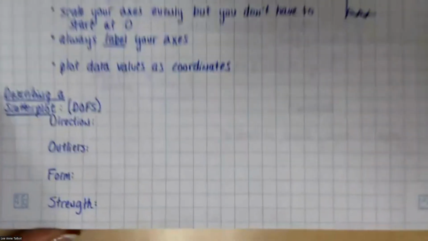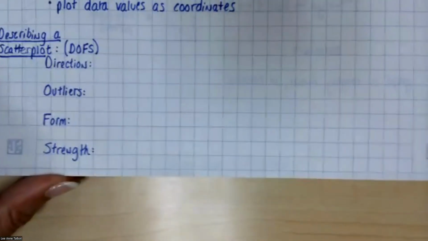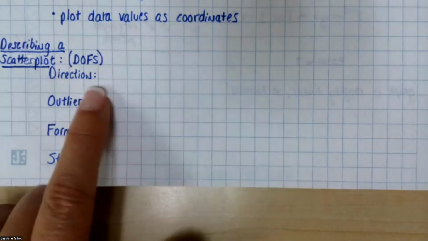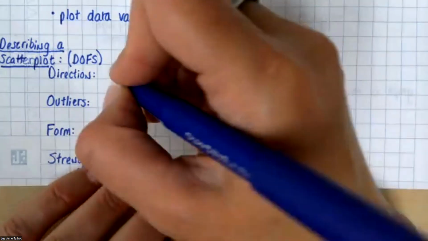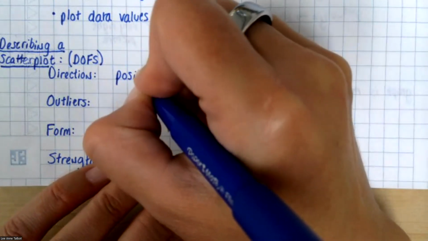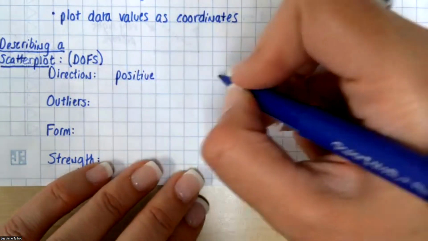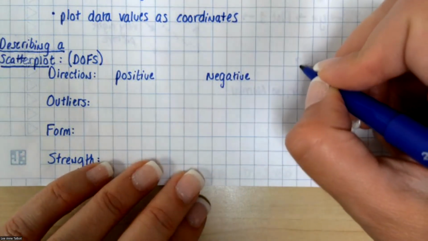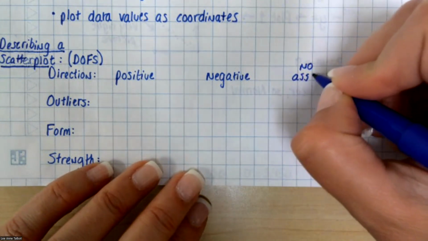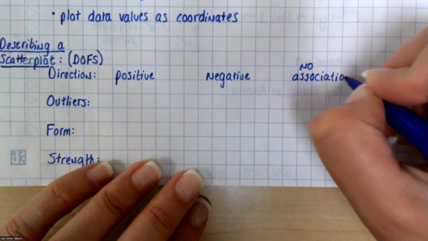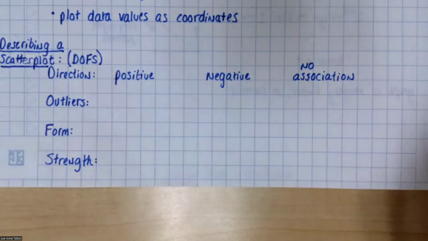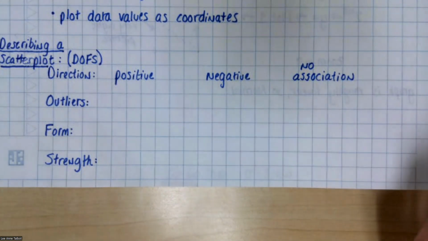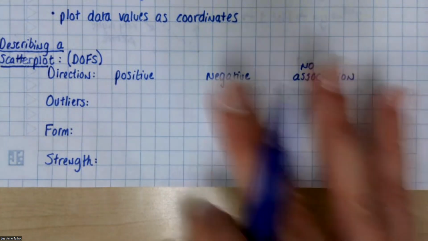All right. Last little bit. And then I guess I lied. I guess you will have time to work on your note card. Okay, so direction: there are 3 options: positive, negative, and no association. Underneath here in this little spot, we're going to draw little pictures of what these look like as far as the scatter plot goes.